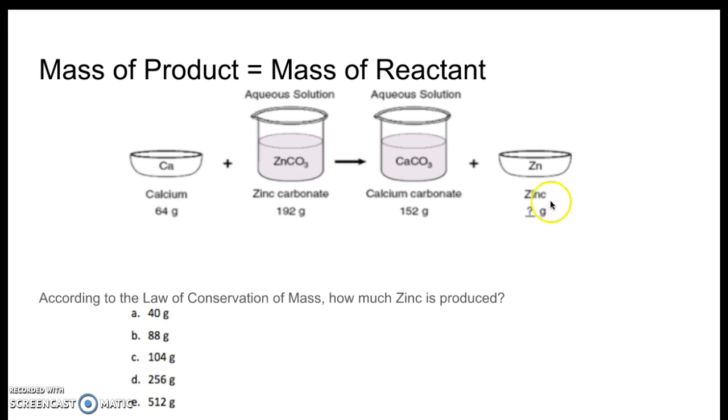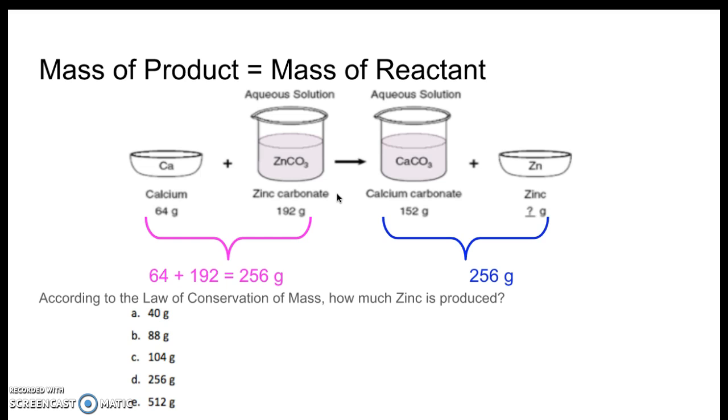In this case, we're missing the mass of one of our products. So let's figure out what's the total mass of reactants. We have 64 grams of calcium and 192 grams of zinc carbonate. When you add those together, you get 256 grams of reactant. That means that the total mass of the product must be 256 grams.